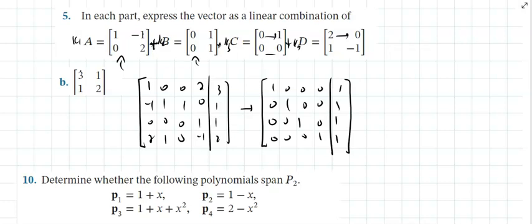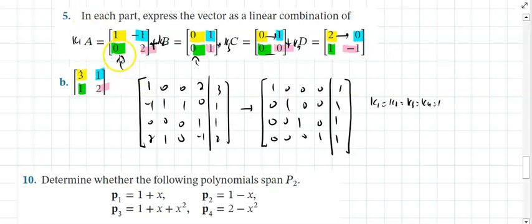So if you just add those, add 1 plus 0 plus 0 plus 2, that's a 3. Add negative 1 plus 1, that's a 0, plus 1 plus 0, that's a 1. Take 0 plus 0 plus 0 plus 1 is a 1. And 2 plus 1 is 3, minus 1 is 2. There you go. So the weights turn out to be K1 equal K2 equal K sub 3 equal K sub 4, which is a 1. All right.